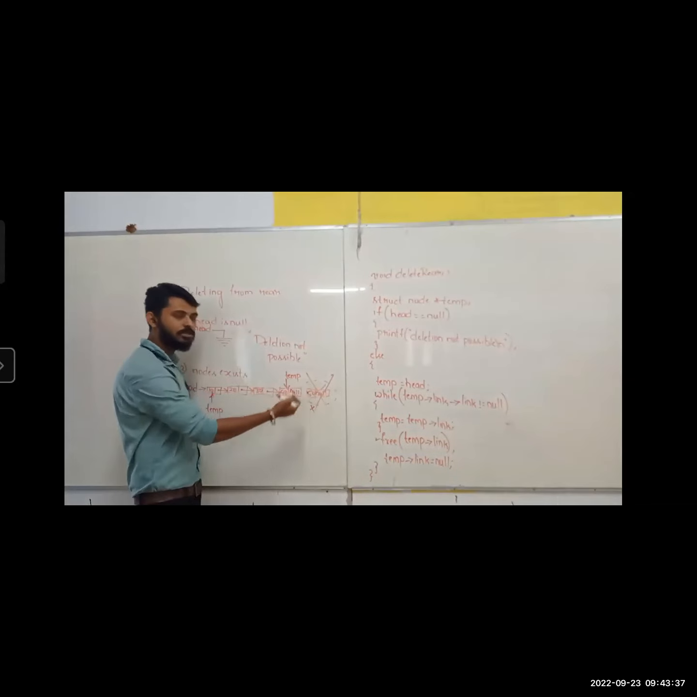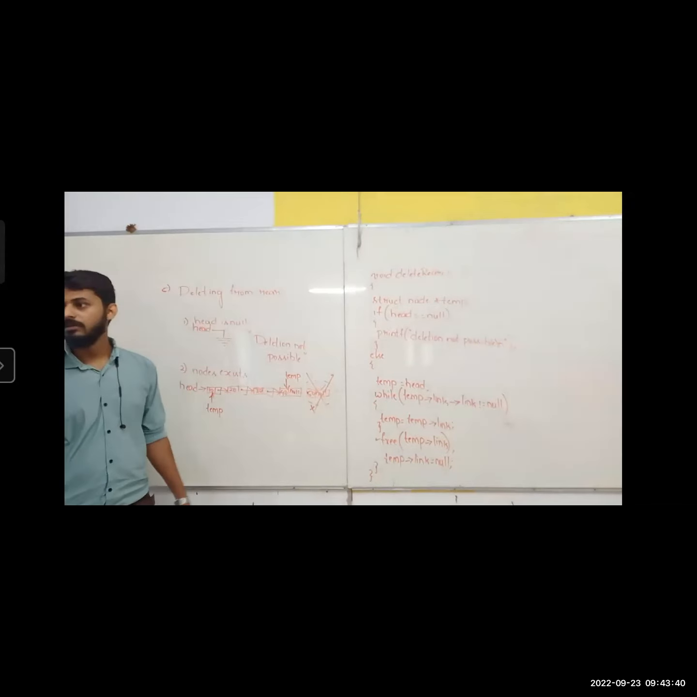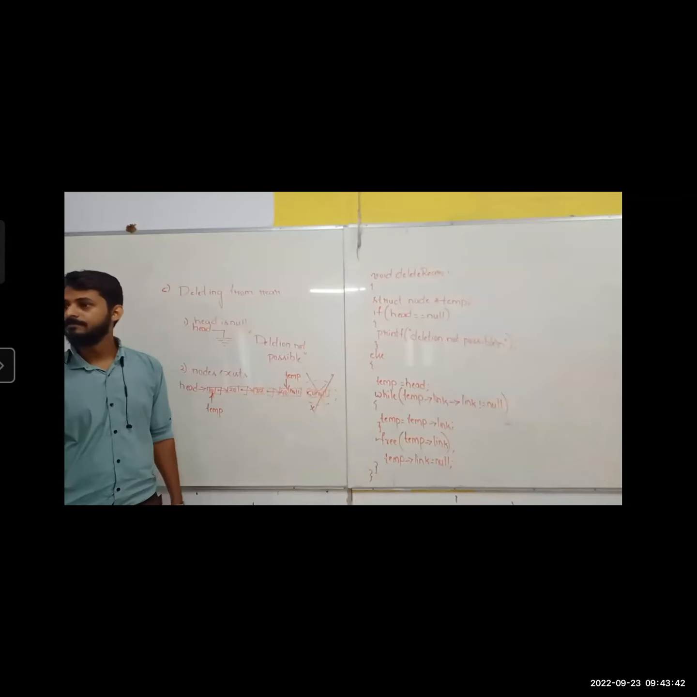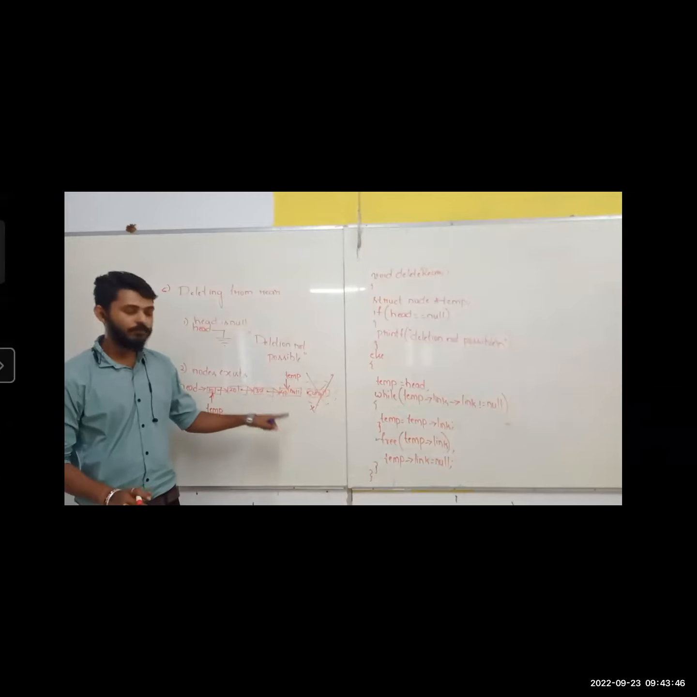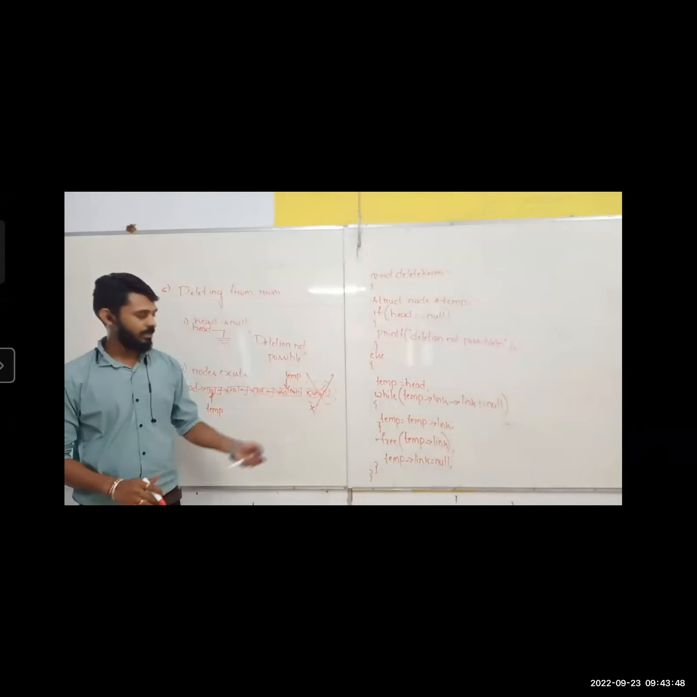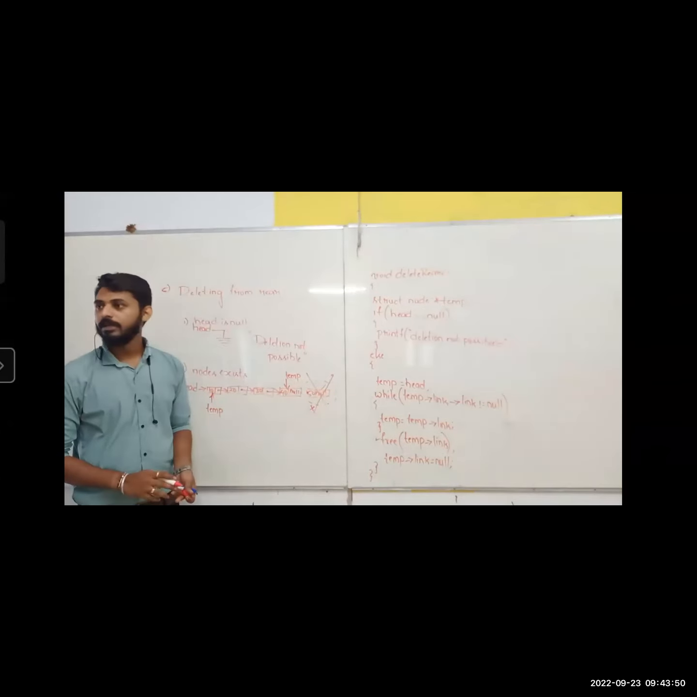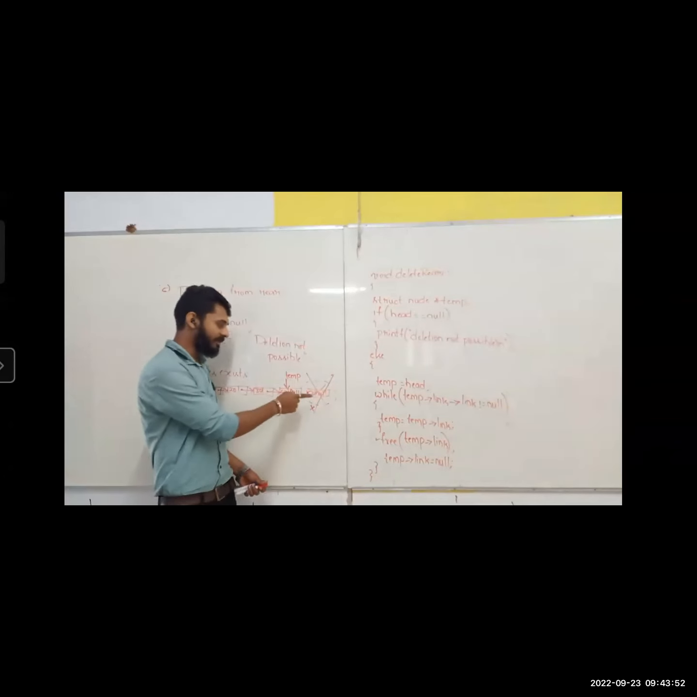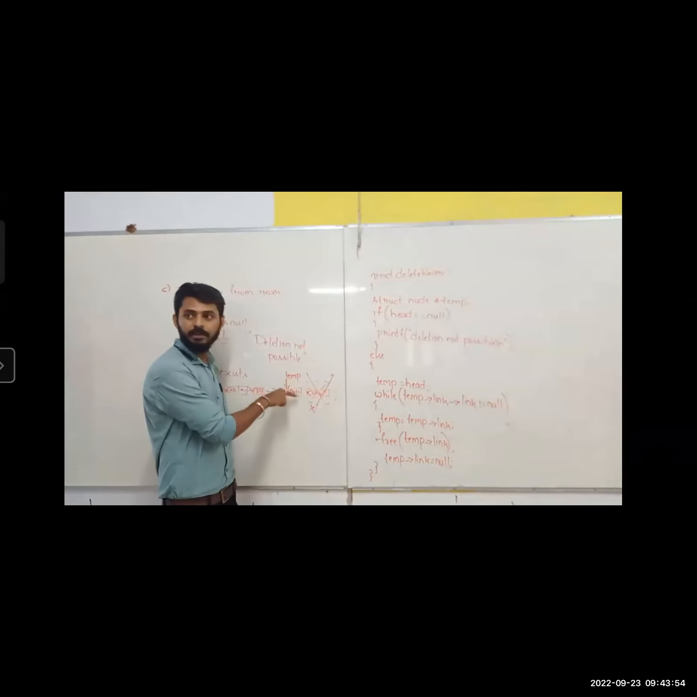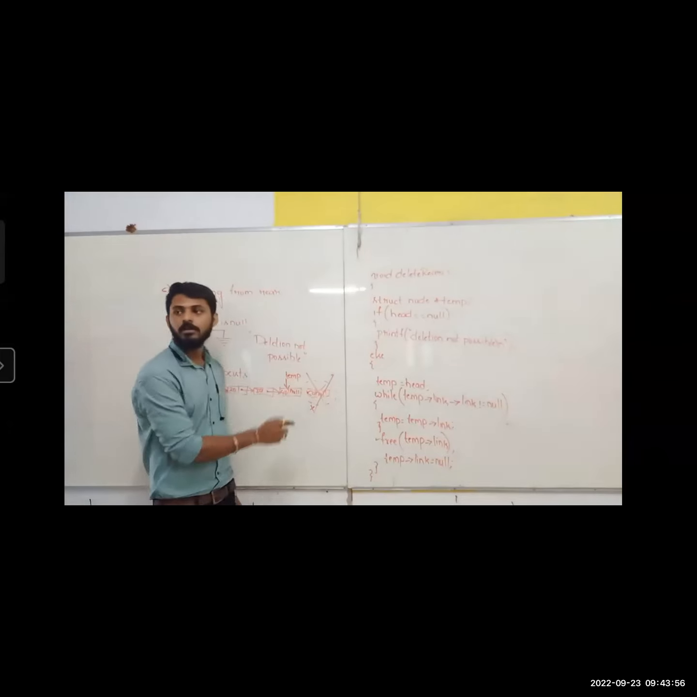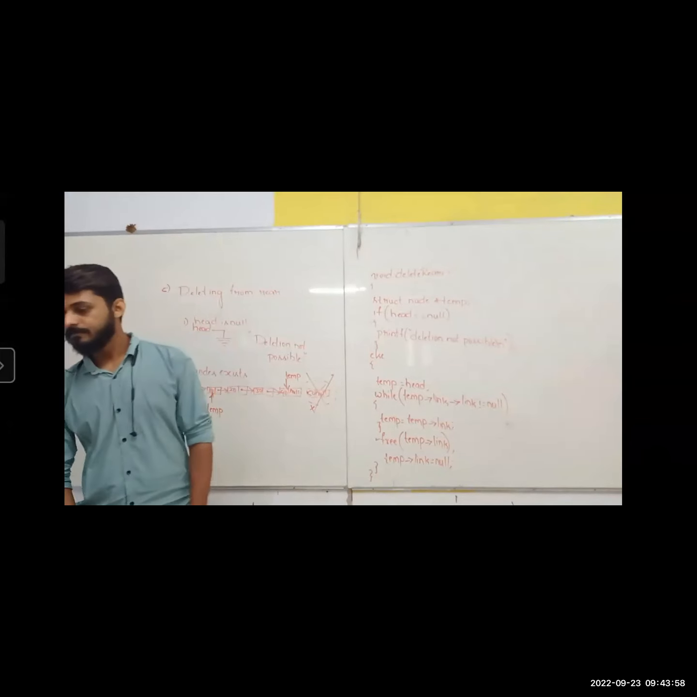Who is the owner of this node now? No one. Can you delete it? Whenever a node is there, you should delete it first so that it will be easy for later changing this part. Clear? So what I have done here: first I have deleted this, and then I made this pointer point to here.